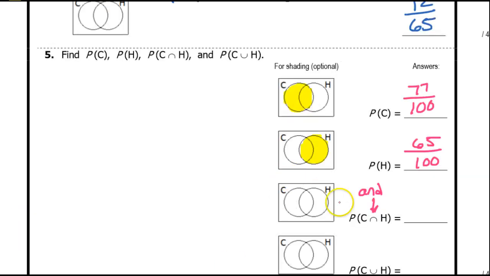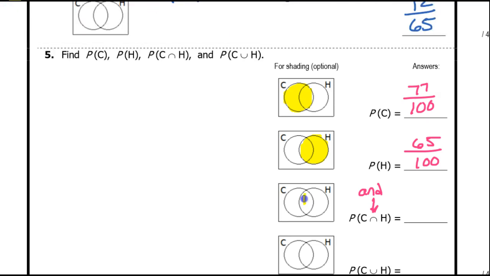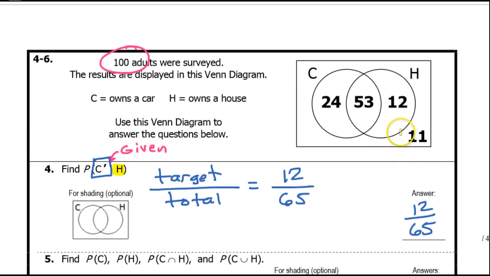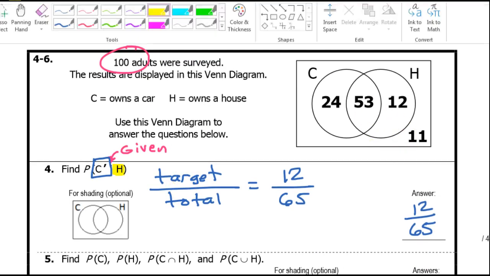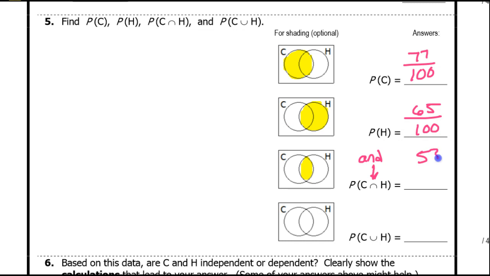Alright, so immediately if we're doing C and H, that tells us that we are talking about this portion of the Venn diagram right here, which is 53. Okay, so you know that's going to be 53 out of 100.